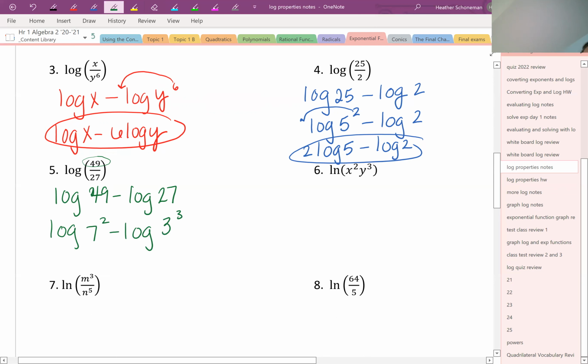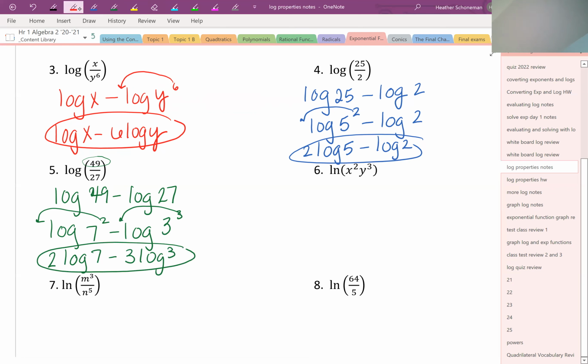Again, I'm referring to that power sheet. I have most of them memorized, so I don't need to keep looking at it, but it's good to have it handy and ready to go as you go through here. So to simplify, I need to move the exponents up front. So I have 2 log 7 minus 3 log 3. And that's our final answer.